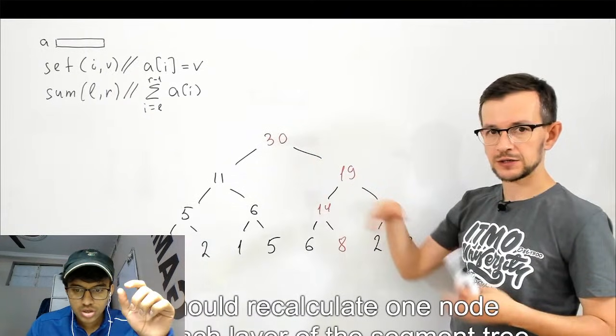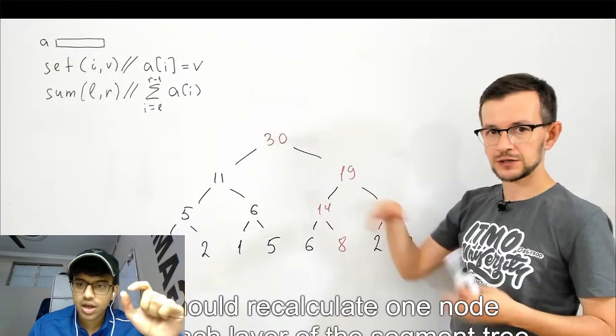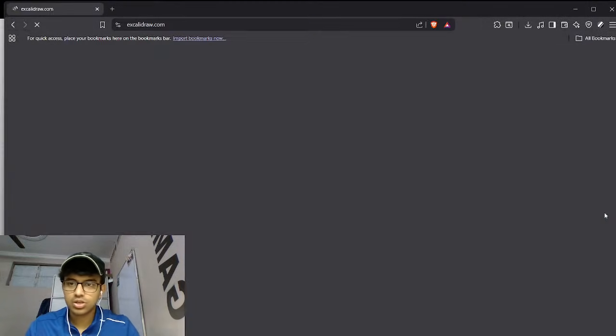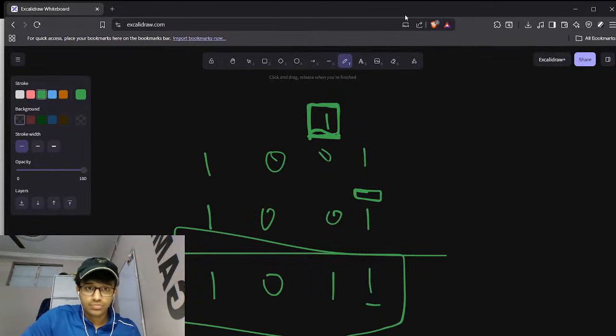Oh, right. So the first step is to convert a given array into a segment tree, bro. Let's open Excalidraw with me.